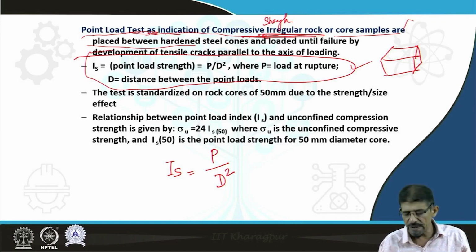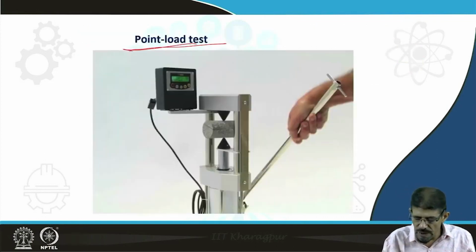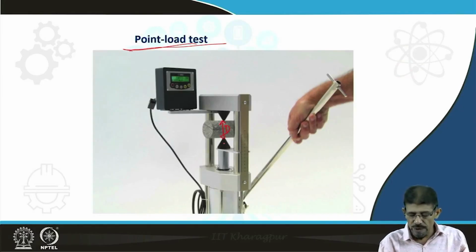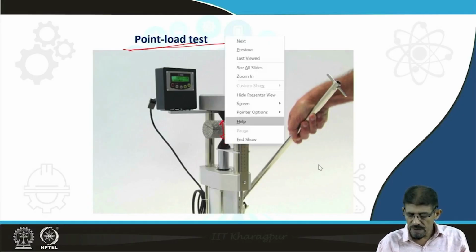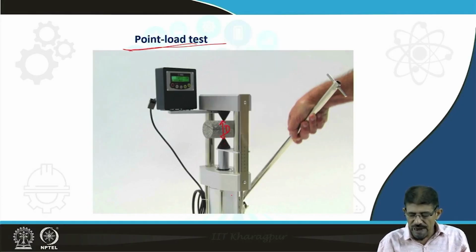Here I can show you. You can see the distance D between two points, by pressurizing this through oil pumps. At a certain distance, at a certain reading, certain load values start failing.